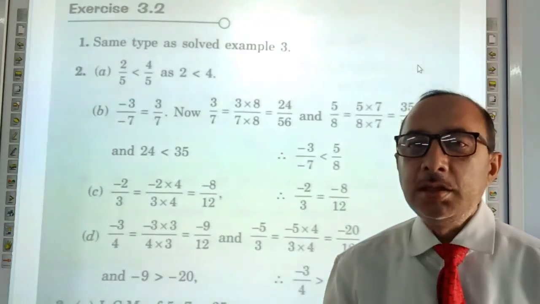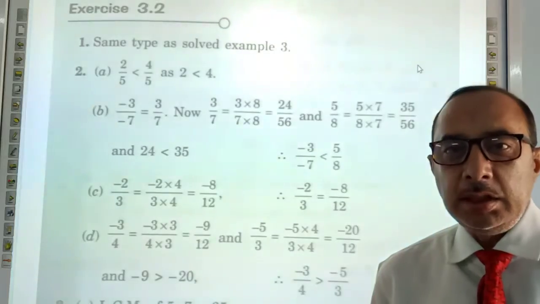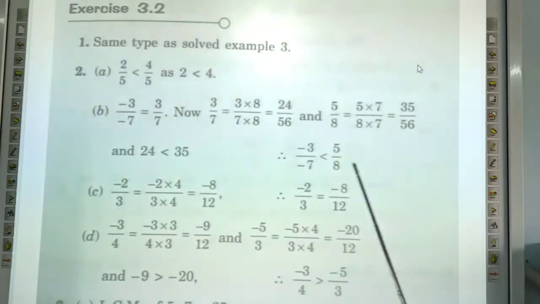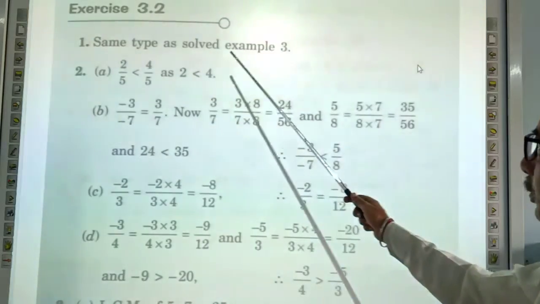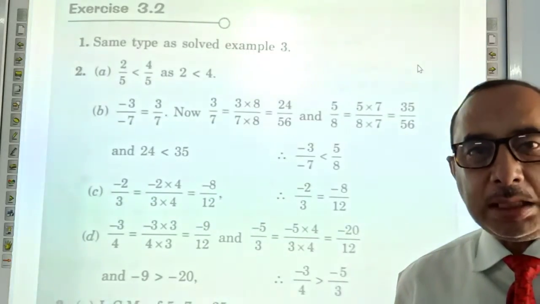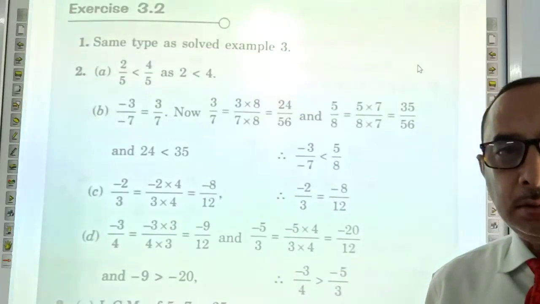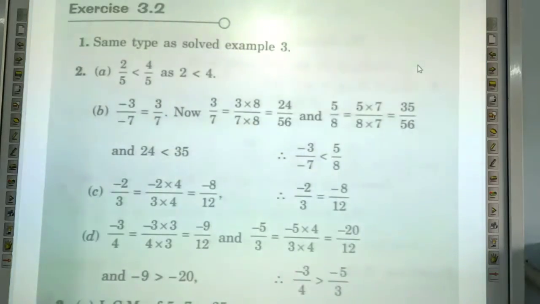Good morning, dear students. And now in this part of the video, we are beginning with exercise 3.2 as shown to you. And then we will go through the solution of the questions. And some questions will be given to you as homework for your practice. As it is written here, same type as for the example. This exercise is for the comparison of rational numbers, less than, greater than, and ascending order, descending order also. Let's go to the exercise and solution of questions.